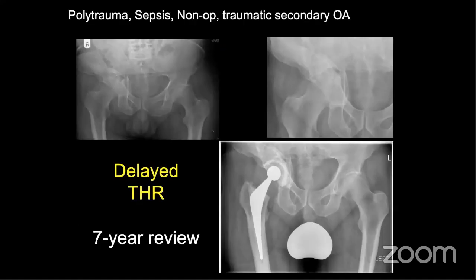So this is an example of a fracture that was treated conservatively because the patient had multiple other problems. You can see that the acetabulum malunited and developed secondary arthritis, and then a delayed cemented total hip replacement was done using impaction bone grafting, and that shows the 7-year follow-up.